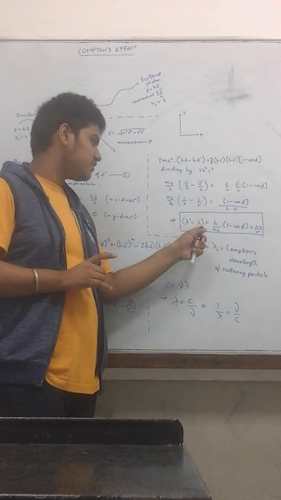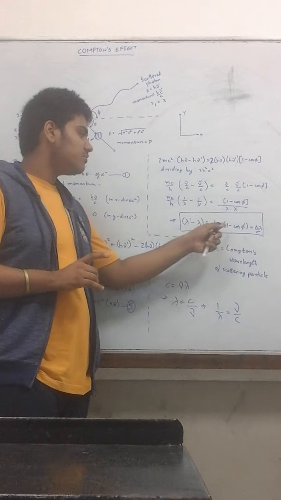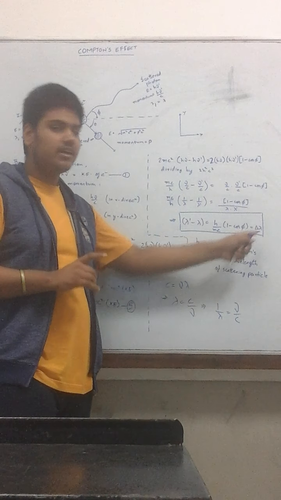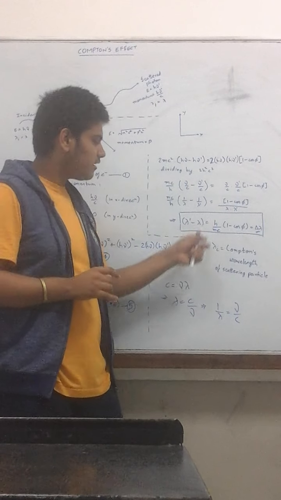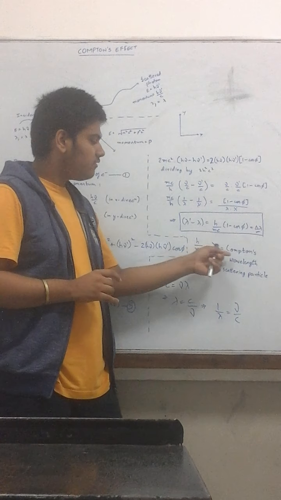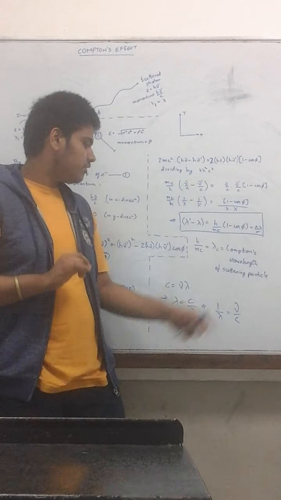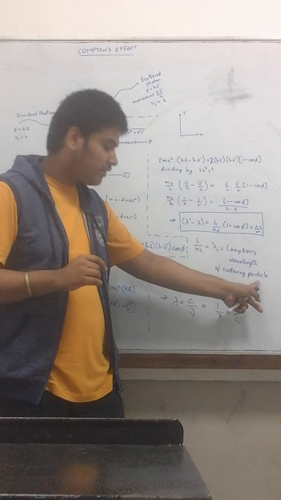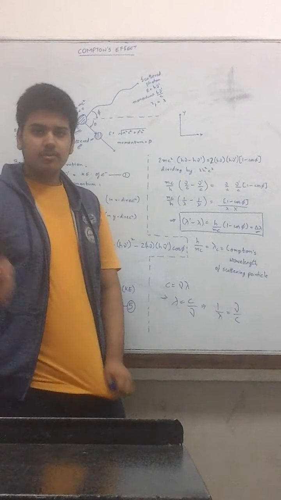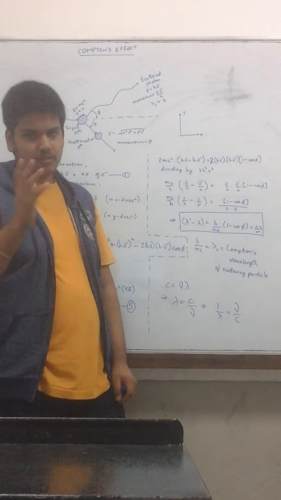So lambda dash minus lambda is equal to h by m c (1 minus cos phi), and this is delta lambda which we have to calculate. Here you see h by m c, it is called lambda c, which is the Compton wavelength of the scattering particle. Now what's the need to define this scattering particle? In this case I have taken it to be an electron, it can be any other particle also.